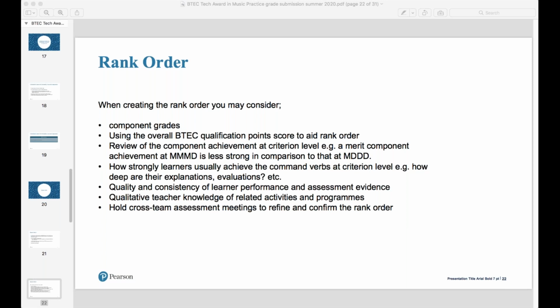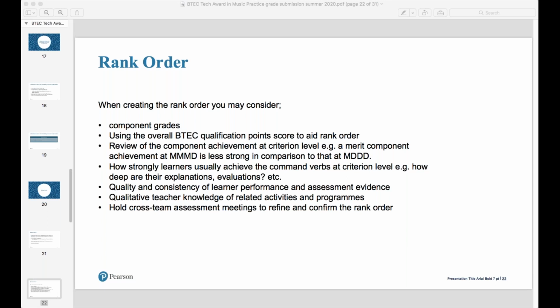The information that I've been given around that is for year 10 learners, yes, you would still include them in the rank order, even if they're not submitting any centre assessment grades or completed work at this point. Whereas that's slightly different for centres running a 3-year Key Stage 4 with year 9 learners.